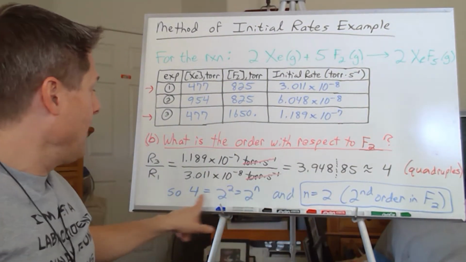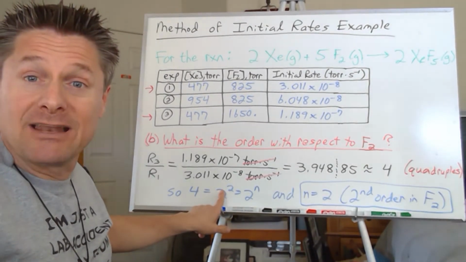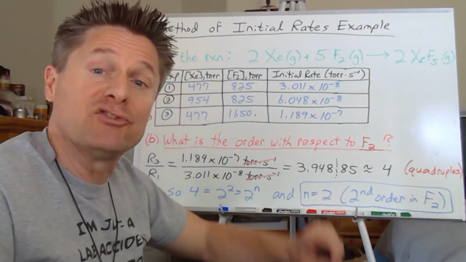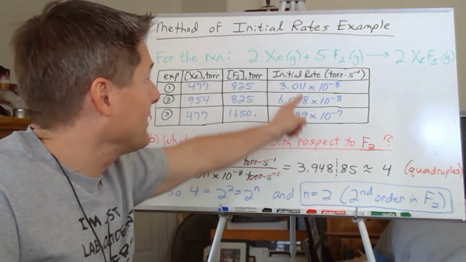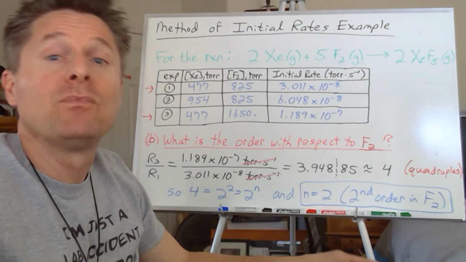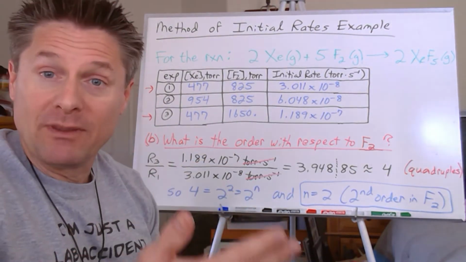Or you can say, okay, well, 4 is equal to, because we doubled it, 2 to the second power, 2 squared, which is 2 to the n. So in this case, n must equal 2. That's the order with respect to fluorine. So it's second order in fluorine. First order in the xenon, second order in fluorine. So obviously, it hopefully makes common sense.